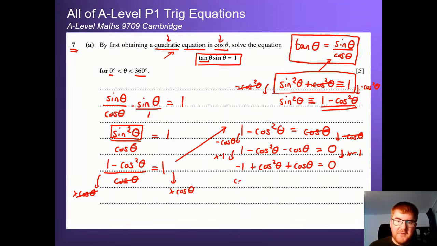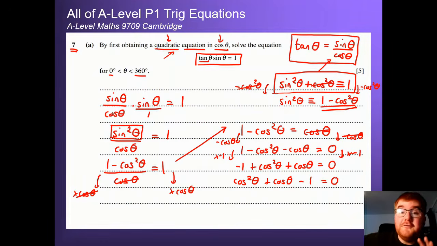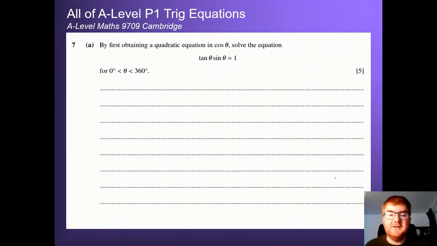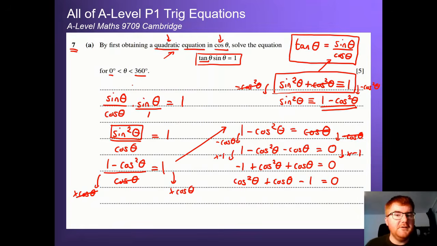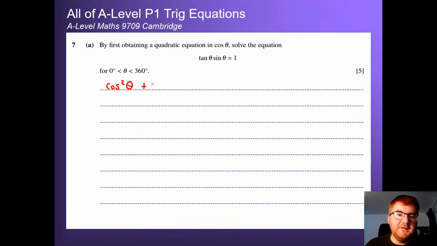Now I'm just going to move things around here. So I've got cos squared theta plus cos theta minus 1 is equal to 0. Okay, so I've got my quadratic equation. In fact, I'm going to write it on the next slide so I can look at it more carefully. So cos squared theta plus cos theta minus 1 is equal to 0.